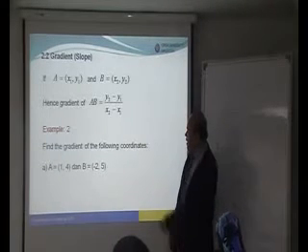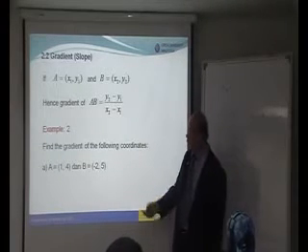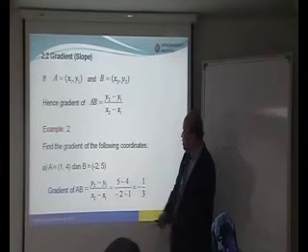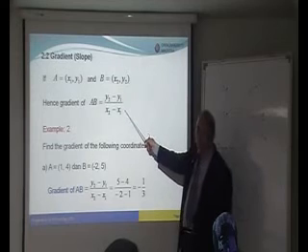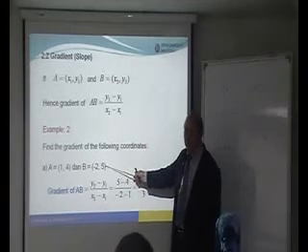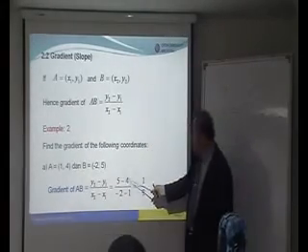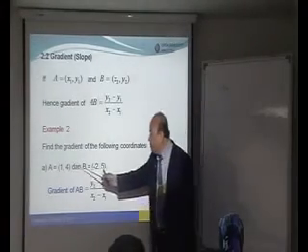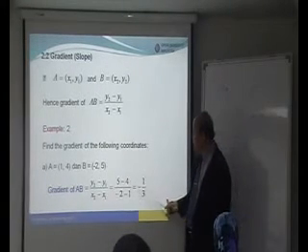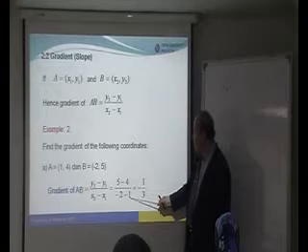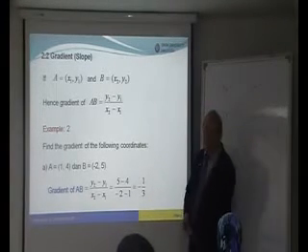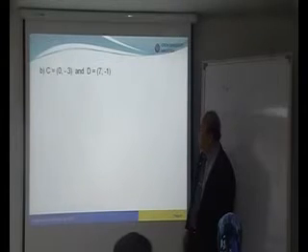Find the gradient of the following coordinates. So we are given coordinate A is (1, 4), B is (-2, 5). So the gradient of AB, we use this formula, y2 minus y1 over x2 minus x1. So y2 is 5. 5 minus 4 over negative 2 minus 1. So from here 5 minus 4 is 1. Negative 2 minus 1 is negative 3. So we have negative 1 over 3. Understand?